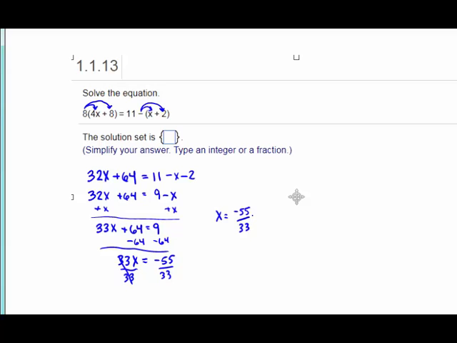And that fraction is reducible by 11 on both the top and the bottom. So I can divide the top by 11, and I can divide the bottom by 11. That's going to give me negative 5 over positive 3. And remember that these are checkable simply by taking your negative 5/3 and plugging it into your equation.